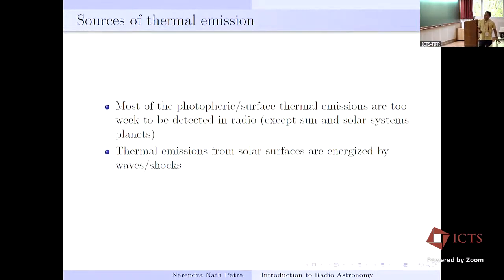So then there are sources of thermal emission. Most of the stratospheric or surface thermal emissions are too weak to be detected in radio. For example, the sun, I mean, this is from stars basically, right? Stars are bright, they are sources of thermal emission. The sun is very nearby, and a lot of its thermal emission comes in radio wavelengths, and people do study them. A lot of this plasma emission, space weather, and other things coming from the sun are being looked at, right?